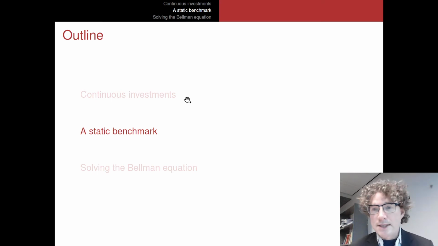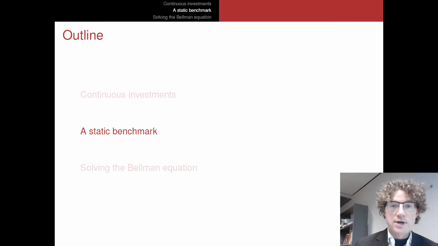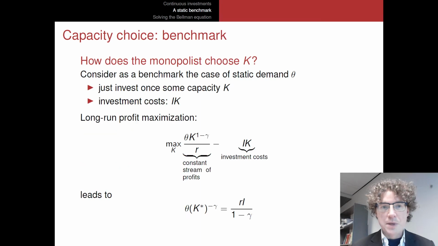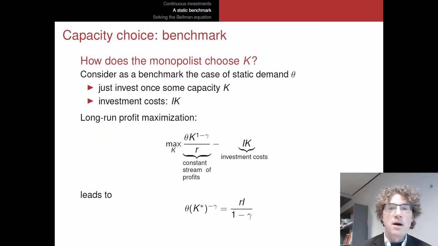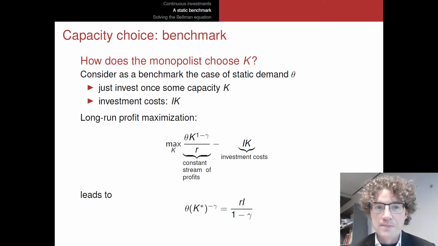So let's explore next. First, to have a benchmark, basically the static benchmark, the case in which there is no stochasticity, so no uncertainty. The question here is, how would a monopolist choose its K if it would just be one investment? So you have nothing, you will build one plant of capacity K, and you know that demand size theta in this case is just one fixed parameter, so it's not going to evolve just for now.